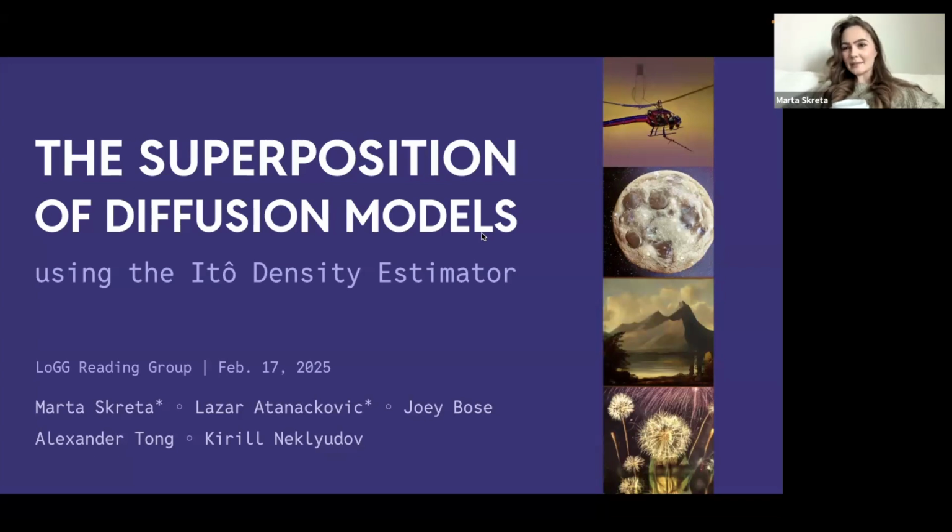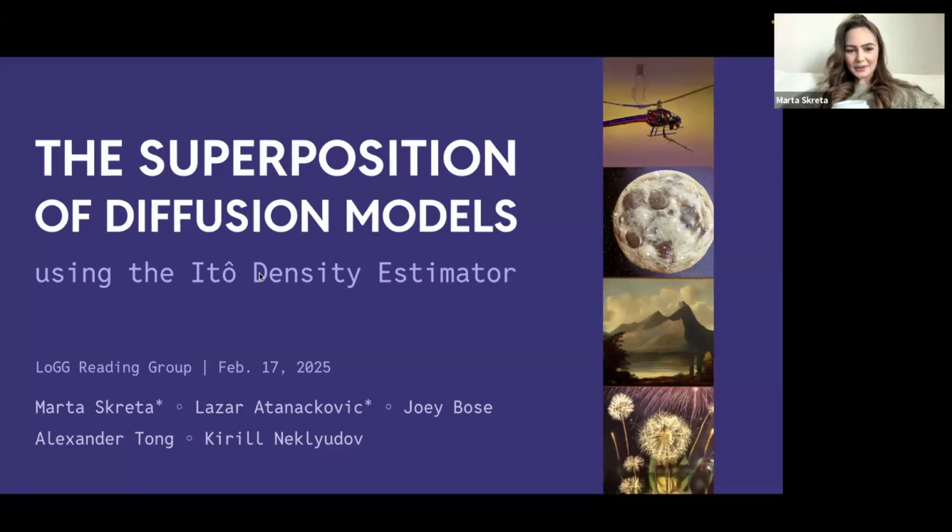So my name is Marta. I'm a PhD student at the University of Toronto. And this is joint work with Laz, who is the co-first author, and Joey Bose, Alex Tong, and Kirill. And we are spread across Toronto, Montreal, and Oxford. So a dual continent collaboration here.